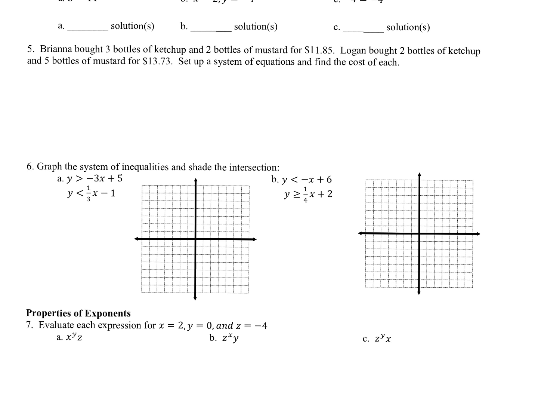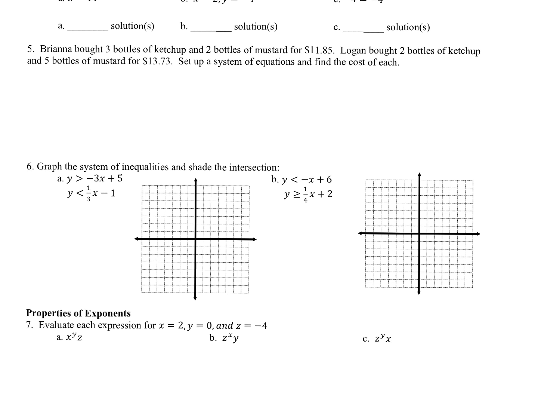Set up a system of equations and find the cost of each, meaning find the cost of a bottle of ketchup and find the cost of a bottle of mustard. How many equations in this system? 2. Okay, so see if you can write 2 equations right now for this system. Go. Okay. Do you think you have it?